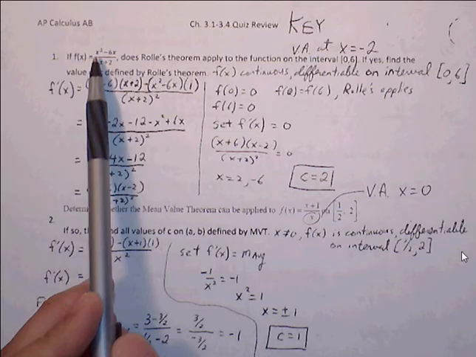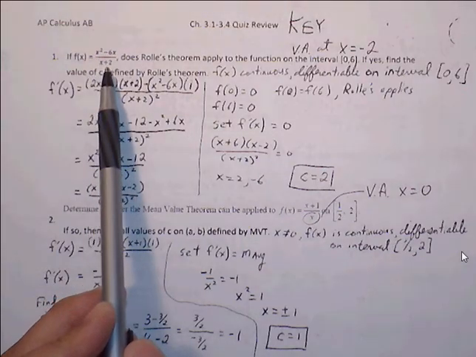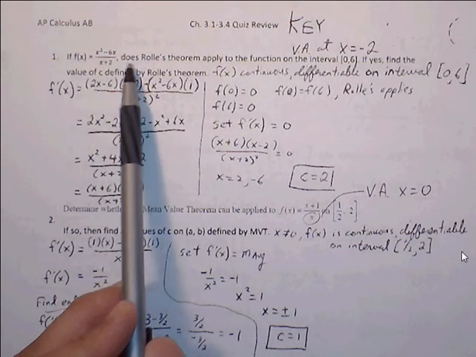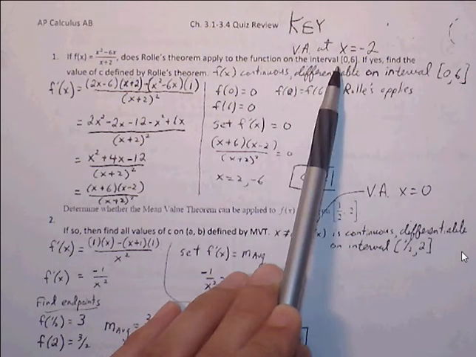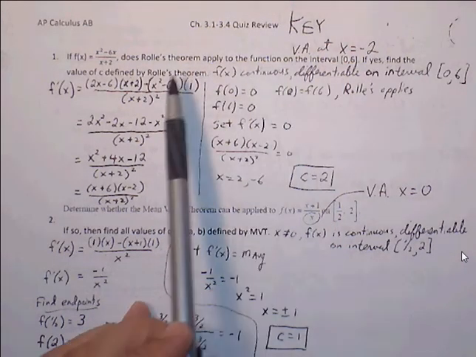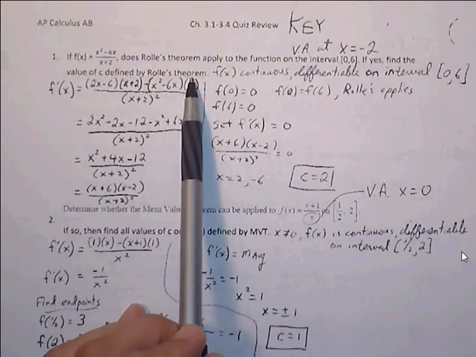If f of x is equal to x squared minus 6x over x plus 2, does Rolle's theorem apply to the function on the interval from 0 to 6? If yes, find the value of c defined by Rolle's theorem.